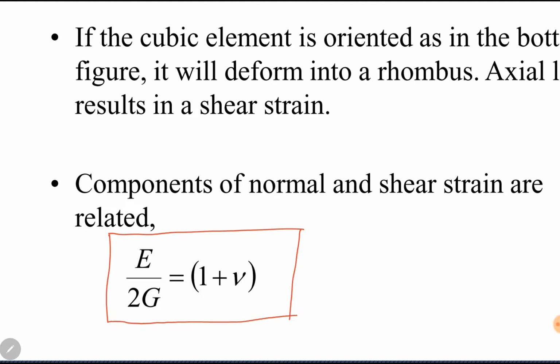You can see the derivation of this expression in your book. Here I just want to introduce this relationship. We will use this relationship between E, G and nu in our numerical problems whenever the values of two of them are given and the third one is unknown or required. Usually the values of E and nu are given, and if you want to find shear strain or shear stress, you need G, and you can calculate G from this expression.